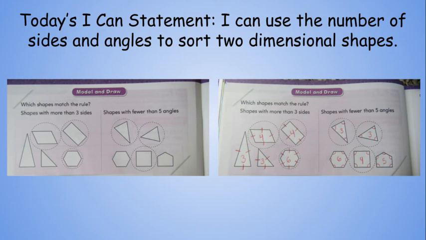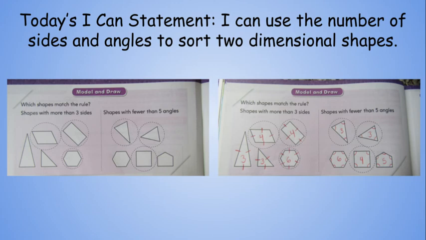This way I don't forget, and when I go back and check the rule, it makes it very easy to circle the correct answers. Shapes with more than 3 sides, anything higher than 3, I circled. Shapes with fewer than 5 angles, anything lower than 5, I circled. Be careful, don't accidentally circle the 5-angled shape, that pentagon, because it's shapes with fewer than 5. It has to have less than 5.